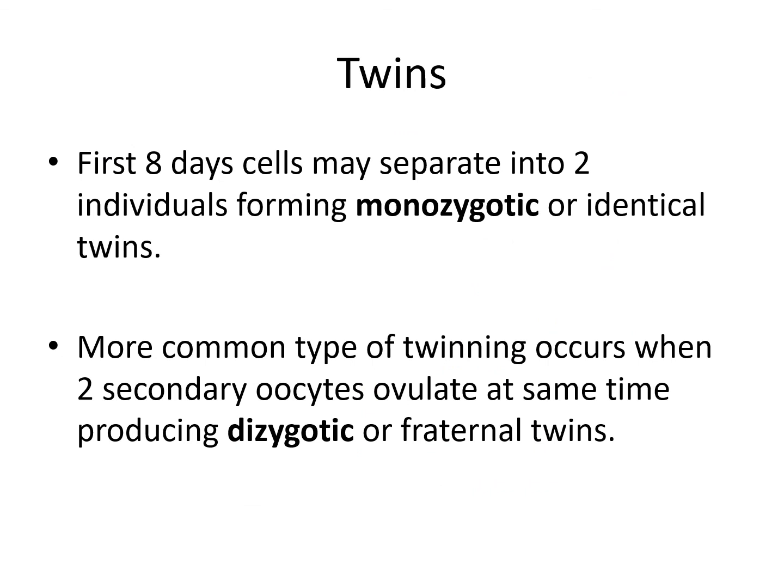Now, during the first 8 days, some cells may separate into 2 individuals, forming monozygotic or identical twins. So this is due to a cell that splits. A more common type of twinning occurs when 2 secondary oocytes ovulate at the same time, producing dizygotic or fraternal twins. So with fraternal twins, you can have a boy and a girl. But in monozygotic twins, you can only have 2 girls or 2 boys, since they're identical.